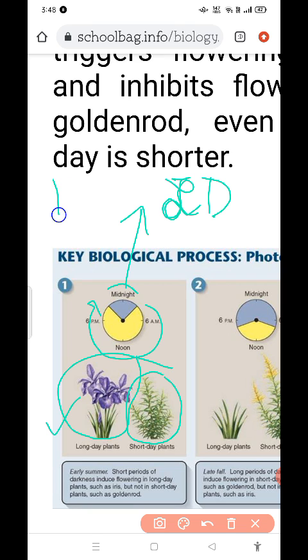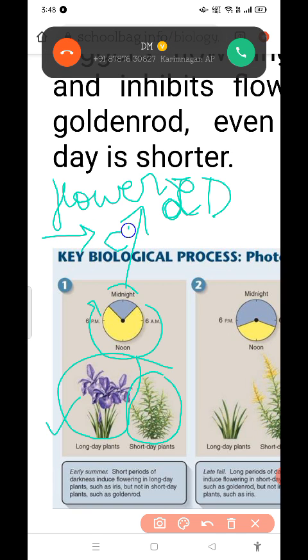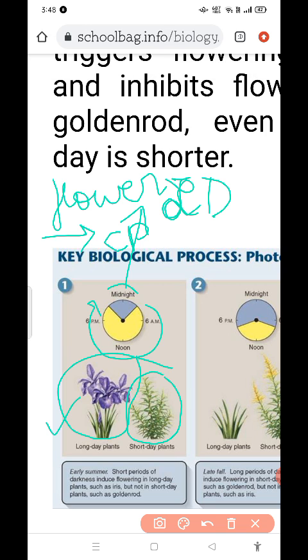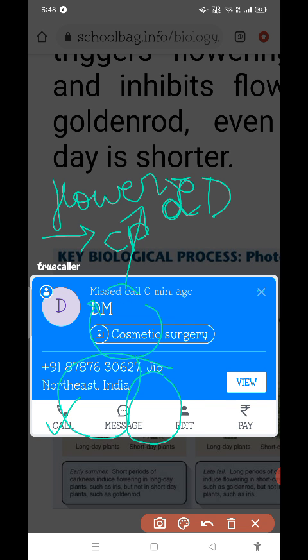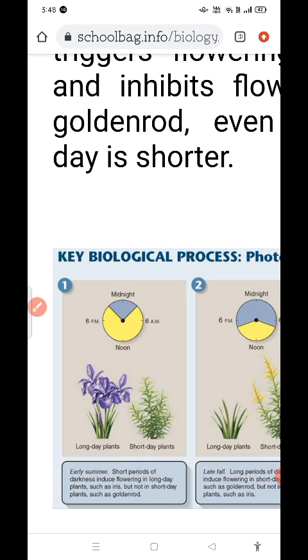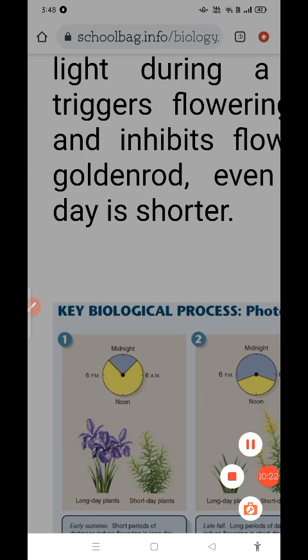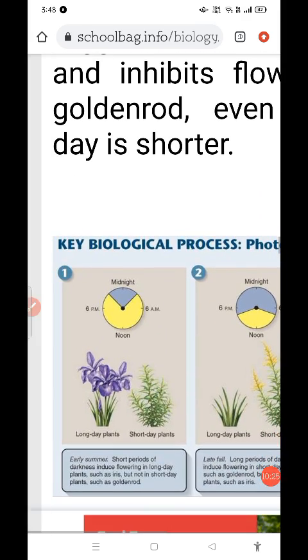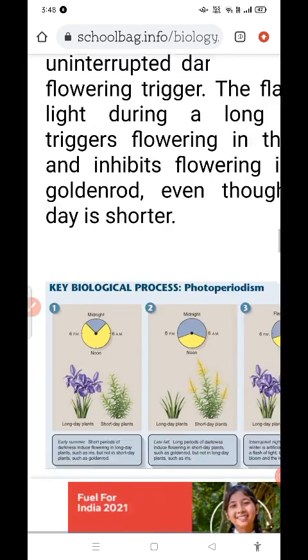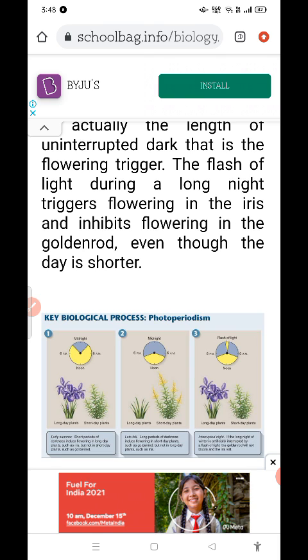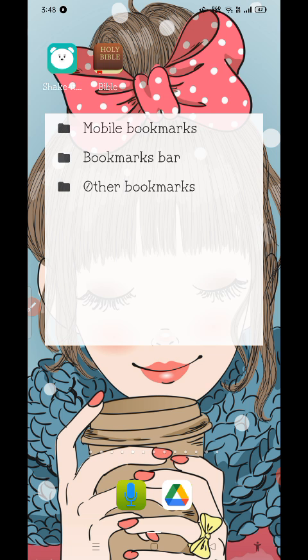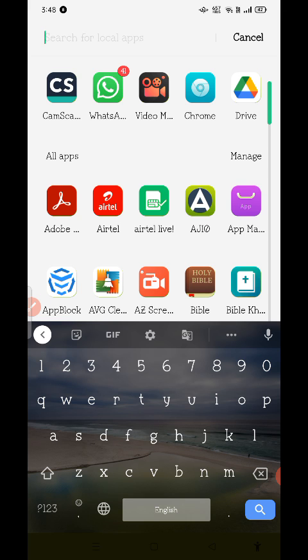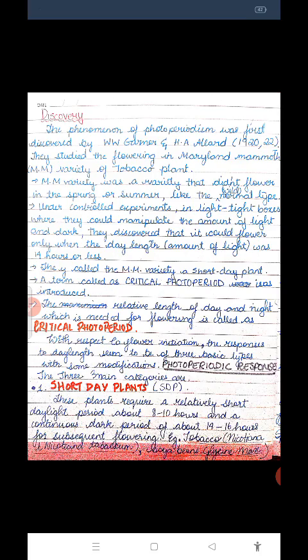Plants which flower under long days are plants that can flower when they exceed their critical photoperiod. So let us look at this diagram here.